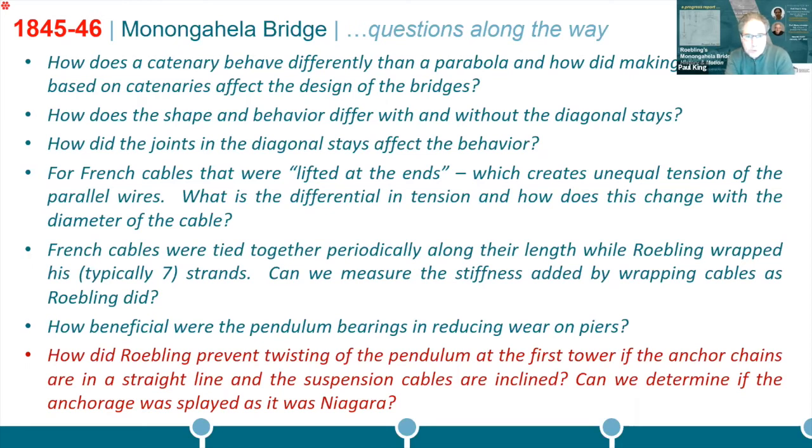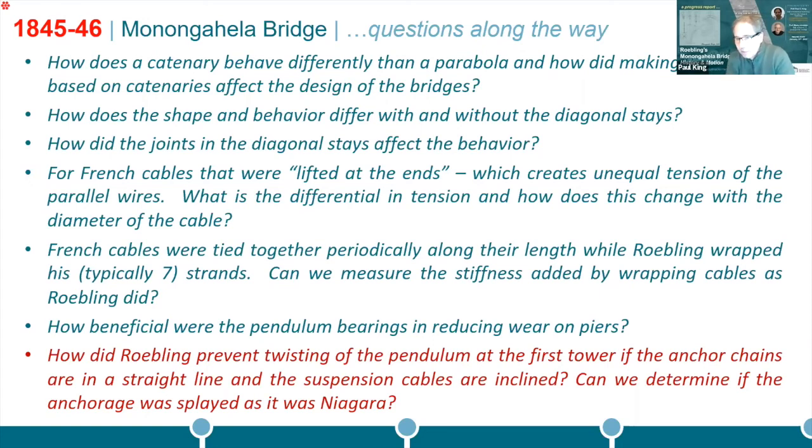The French cables also were tied periodically and the wires were sort of loose, and Roebling wrapped them tightly. He also worked with groups of seven strands of cables, which he knew created a somewhat round form. But when you add that wrapping, we're curious, right? What does that do in terms of increasing the stiffness of the cable? And then other questions we have specific to the pendulums on the Monongahela Bridge, which is, how beneficial were the pendulums in reducing the wear on the piers?